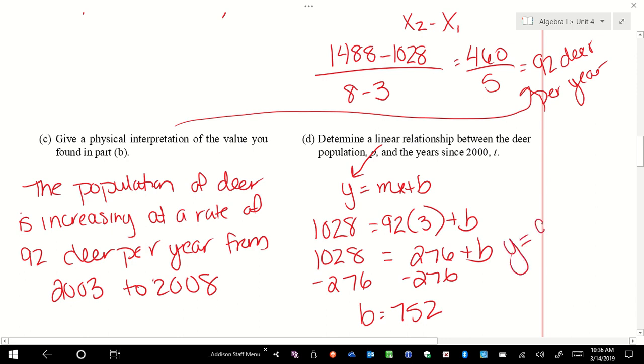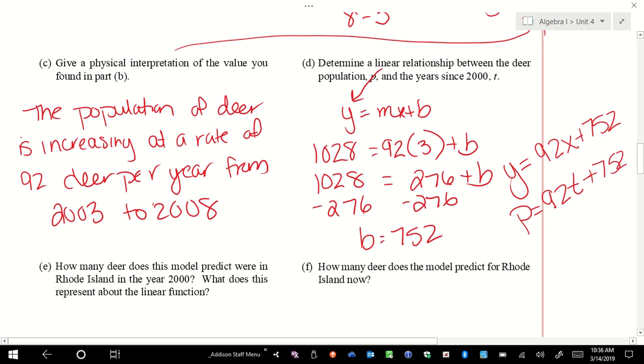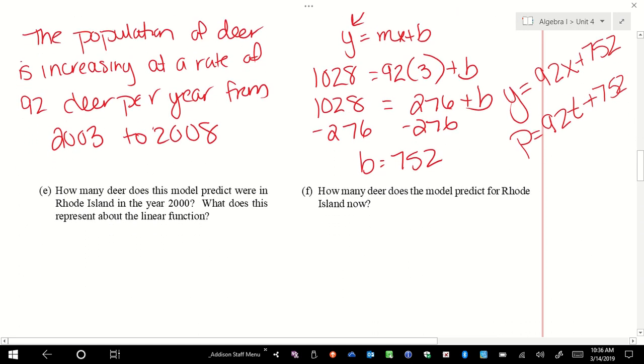Y equals 92x plus 752, or using the right letters, P equals 92T plus 752, because they're using P as population and T as time in years. Now that we have that equation, we can answer some questions. How many deer are there in 2000?